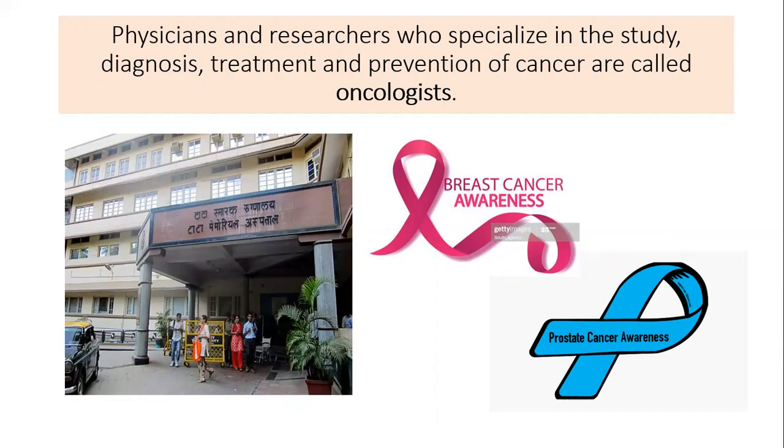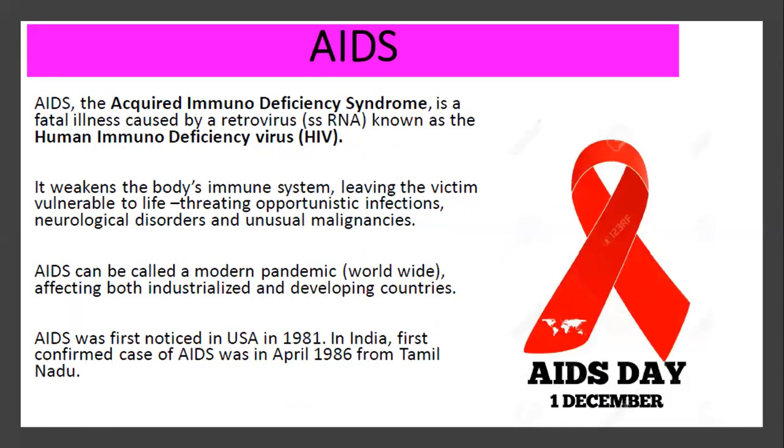Okay. Now, next disease is AIDS. Here again, you need to know the full form of AIDS, the causative agent of AIDS, and how exactly it infects and causes depression in the body. Number one, the full form of AIDS: it is acquired immunodeficiency syndrome.